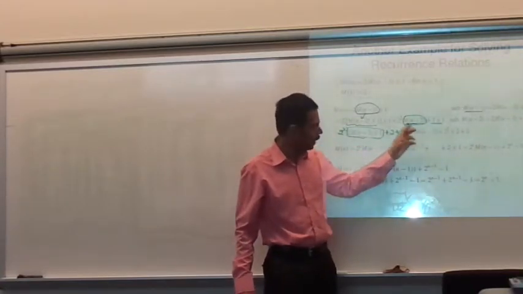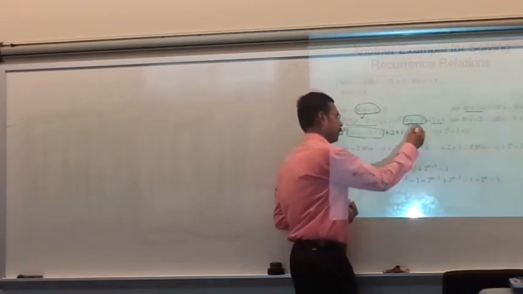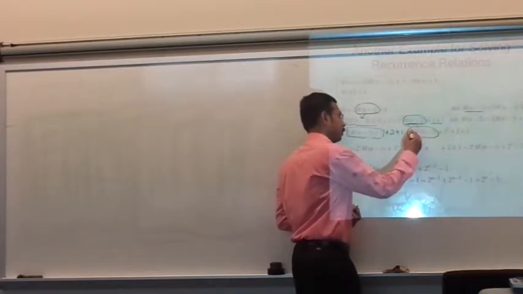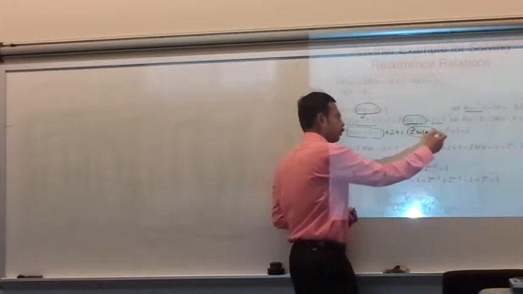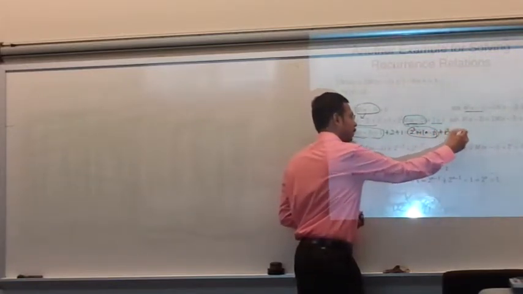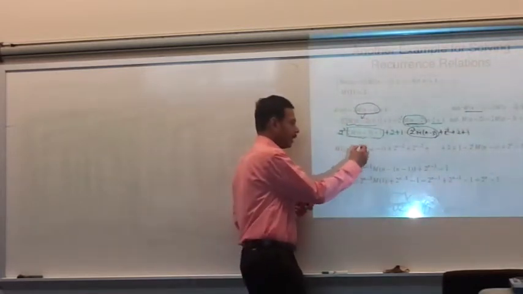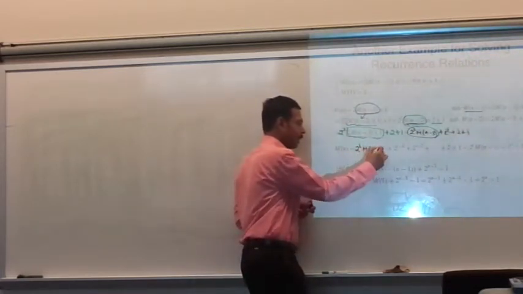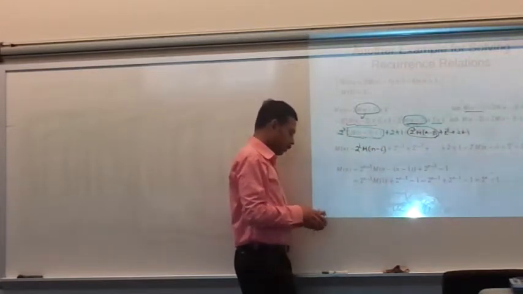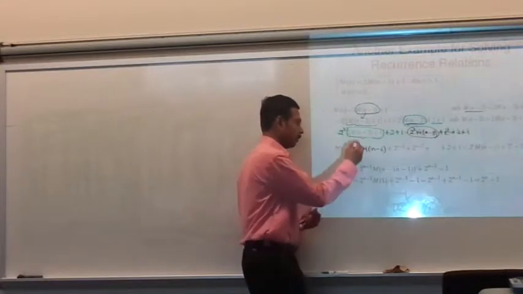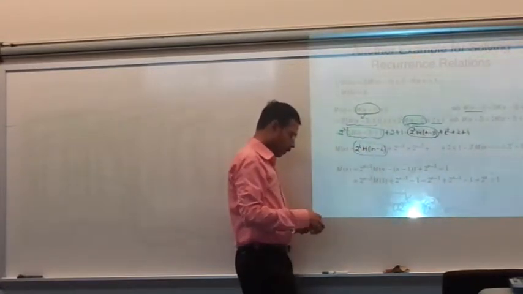So you have 2 cube times m of n minus 3, that's one term. Don't consider it as for everything. So this is 2 cube times m of n minus 3. Then plus 2 square plus 2 plus 1. So in general I can say this is 2 to the power i times m of n minus i, so that's one term. Okay? And then you have the lower order terms. What are the lower order terms?